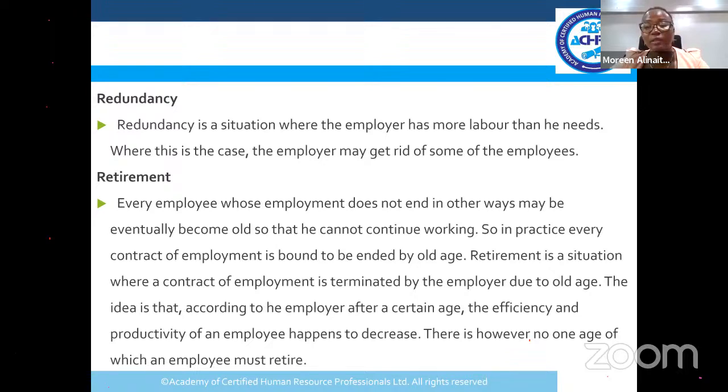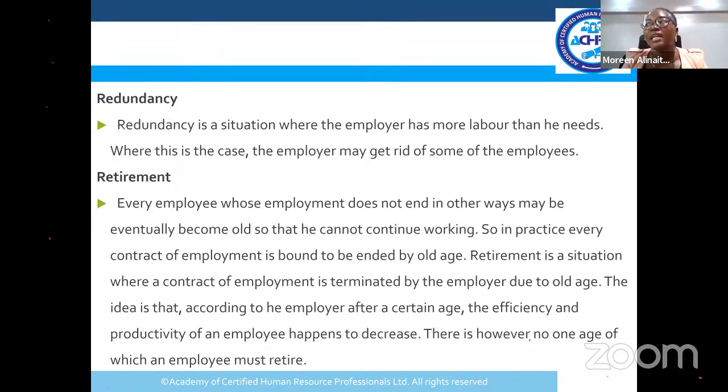I cannot sit here on the screen and be talking for 3 hours anymore. So what will happen? I will retire. Retirement is a situation where a contract of employment is terminated by the employer due to old age. That is the idea. According to the employer, after a certain age, the efficiency and productivity of an employee happens to decrease. There is, however, no one age at which an employee must retire.